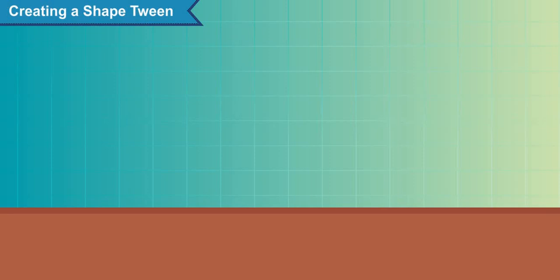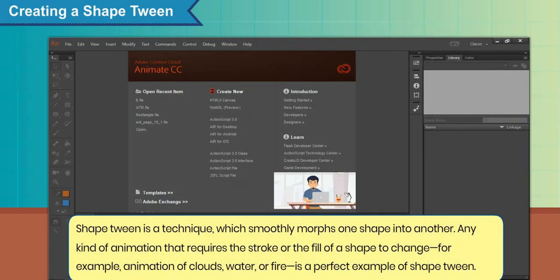Creating a shape tween. Shape tween is a technique which smoothly morphs one shape into another. Any kind of animation that requires the stroke or the fill of a shape to change, for example, animation of clouds, water or fire, is a perfect example of shape tween.